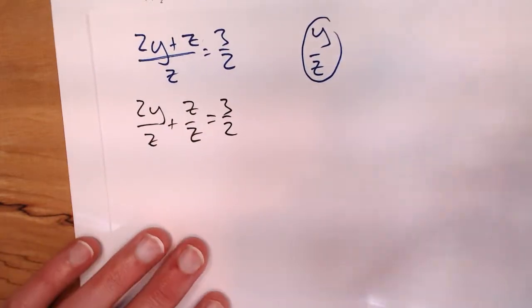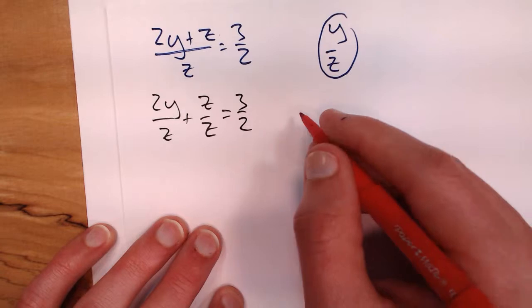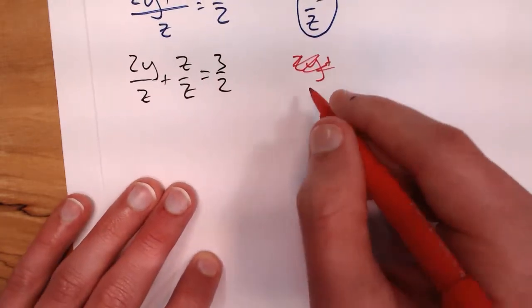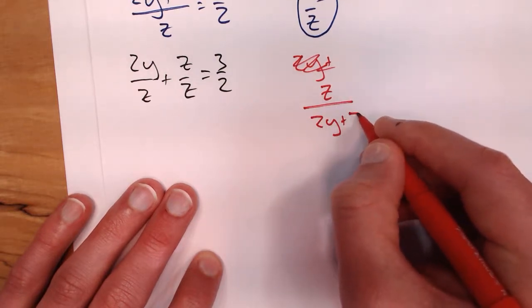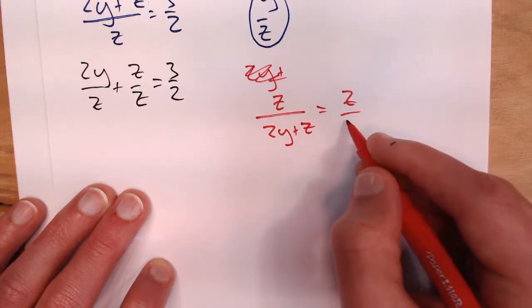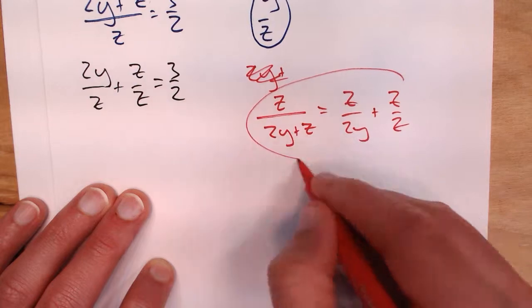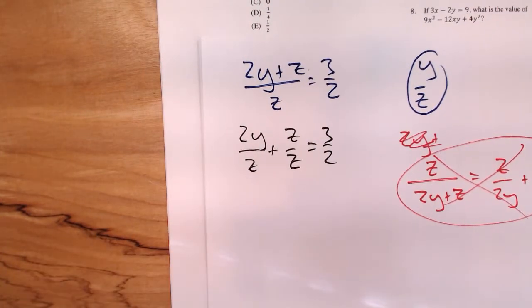Just as a quick side note, remember that if I had the reciprocal of this, like z over 2y plus z, I can't do the same thing on this. I can't split it into z over 2y plus z over z. So this is not allowed, okay? Only when the subtraction or addition is in the numerator are you allowed to do that. Okay, so back to here.